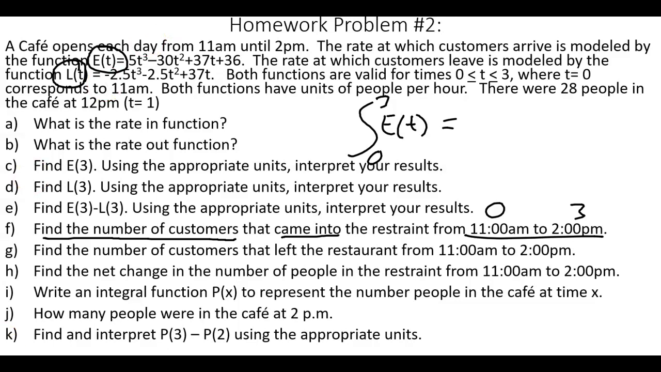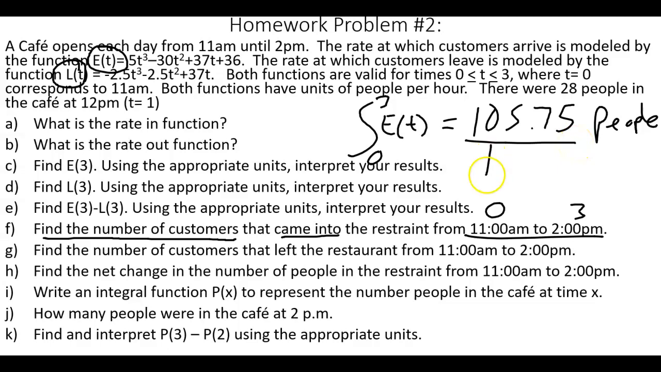Punching that into our calculator, I would get the following: 105.75. Now that's a number of people. So the total number of people that actually walked into the restaurant from 11 a.m. to 2 p.m. was this many people. Now, it wouldn't hurt to round that to 105 people or 106. Either way is fine because you can't have a fractional number of people. So we could say that or that. It doesn't matter though.